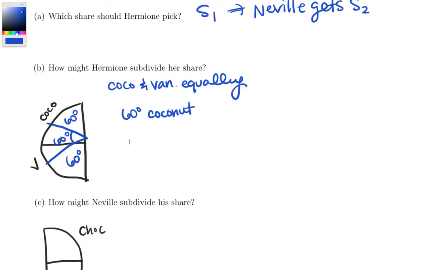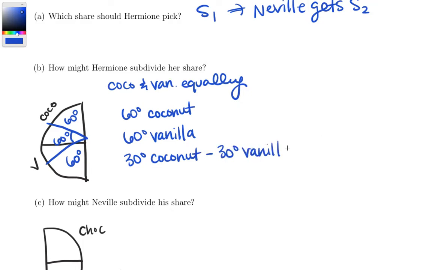Okay, so she's going to have one slice that's 60 degrees coconut up top. On the bottom, she's going to have one slice that's 60 degrees vanilla. And then this slice in the middle, I may not have drawn it perfectly, but this division between coconut and vanilla is right in the middle of that 60 degrees. So that middle slice is 30 degrees coconut, 30 degrees vanilla. And that is how she divides up her shares.